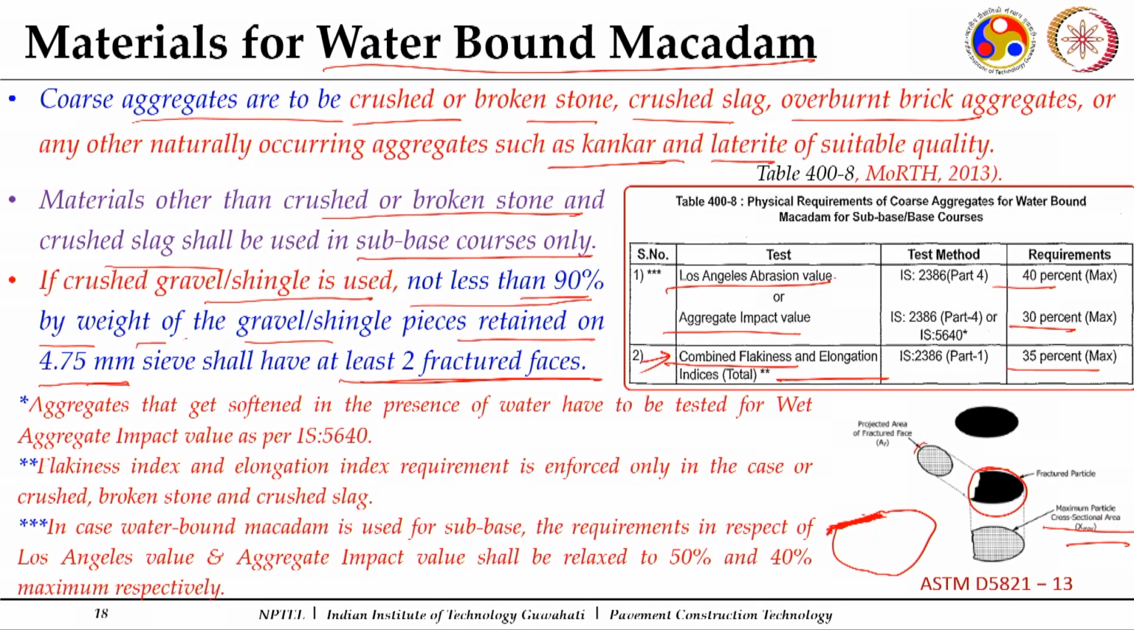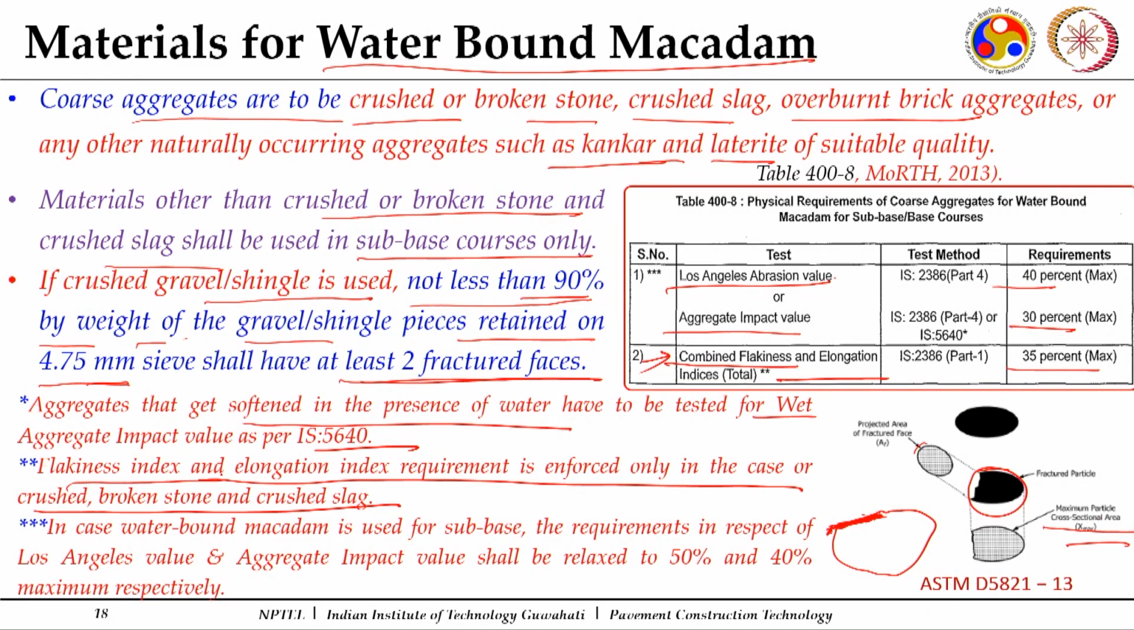And this says that if the aggregates get softened in the presence of water, go for wet impact value, and along with this it specifically says that flakiness and elongation index is enforced only in the case of crushed broken stone. When you are breaking these industrial waste products or riverbed material, crushing it, they have a tendency to be more of rounded shapes. So, if you are breaking it, you need to ensure the shape, especially, that flakiness and elongation index is ensured.